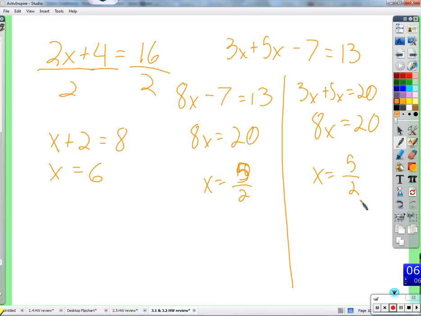Like I said, I prefer to leave things in fractions because it makes me less afraid of fractions. Just leave it. 5 over 2. 20 over 8. Simplify. Okay?